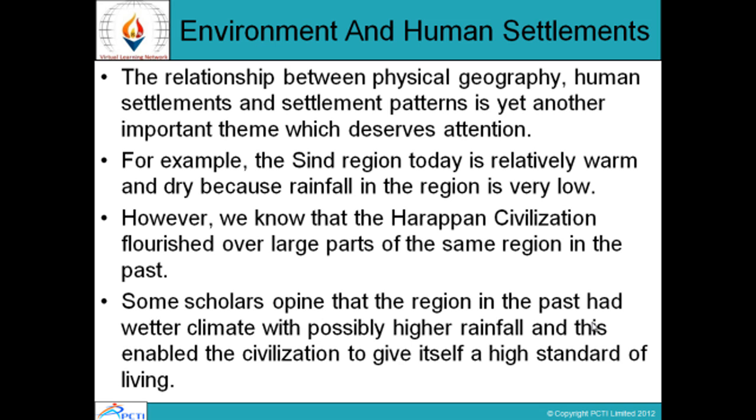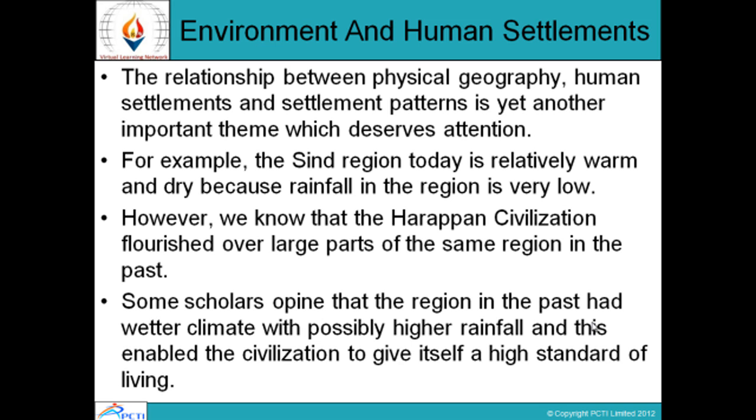Environment and human settlements. The relationship between physical geography, human settlements, and settlement pattern is yet another important theme which deserves attention. For example, the Sindh region today is relatively warm and dry because rainfall in the region is very low. However, we know that the Harappan civilization flourished over large parts of the same region in the past. Some scholars opine that the region in the past had a wetter climate with possibly higher rainfall, and this enabled the civilization to give itself a high standard of living.